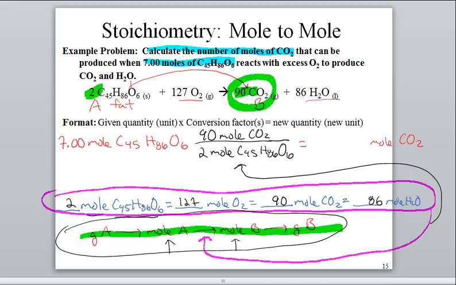Here's the proportion, and it's always a good idea to cancel units. When you look at it, moles of the C45 compound cancel with moles of the C45 compound. If you didn't write the formula, what goes on top, what goes on bottom, the 90 or the 2, you have to show your work, and you have to write the formula of the chemical. And as we do our calculation, the number you should get is approximately 315.